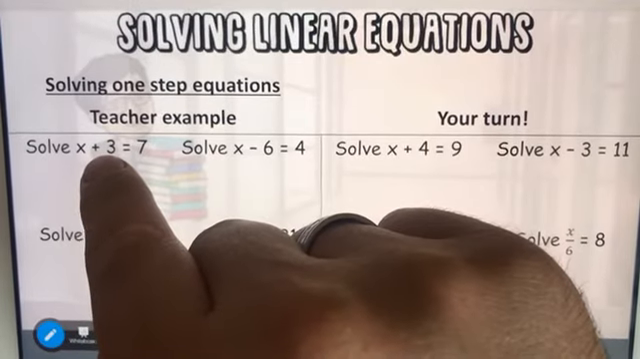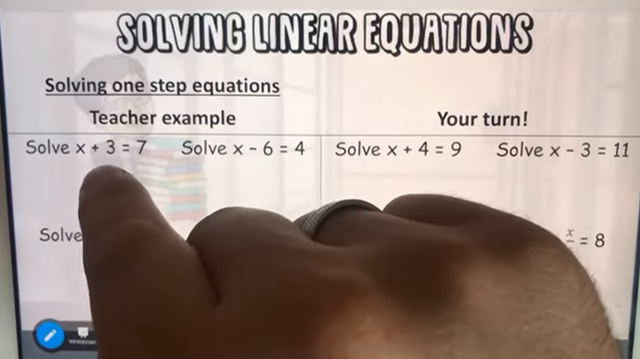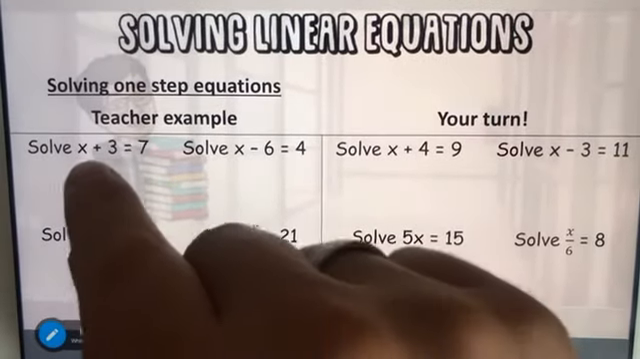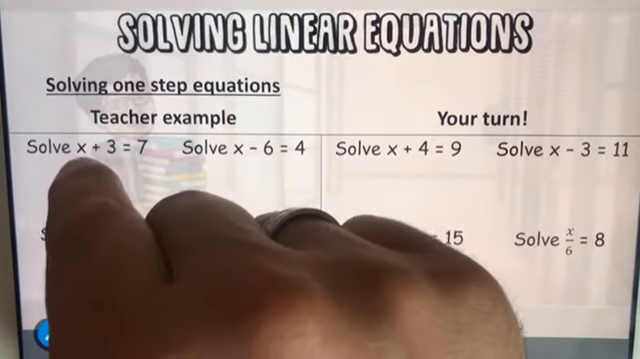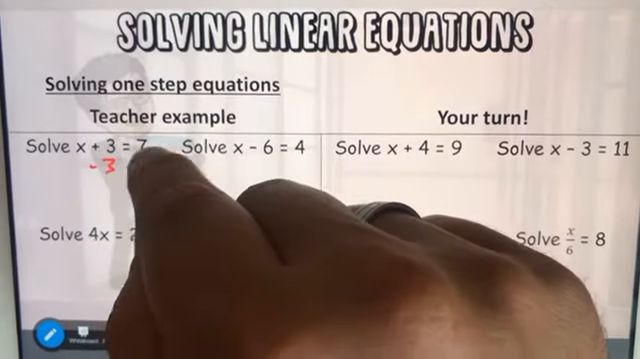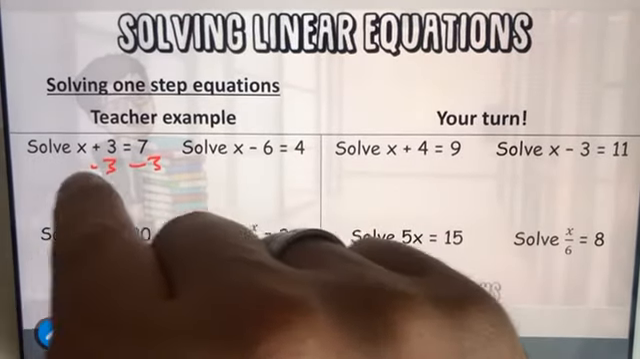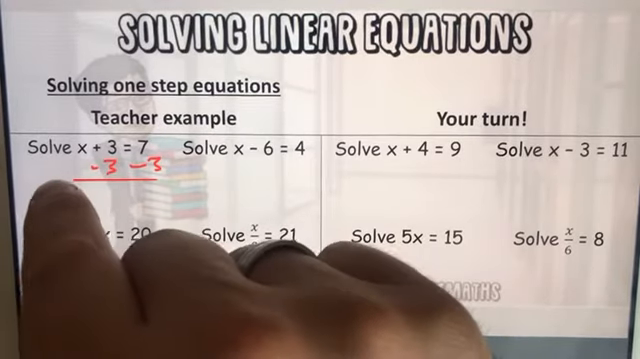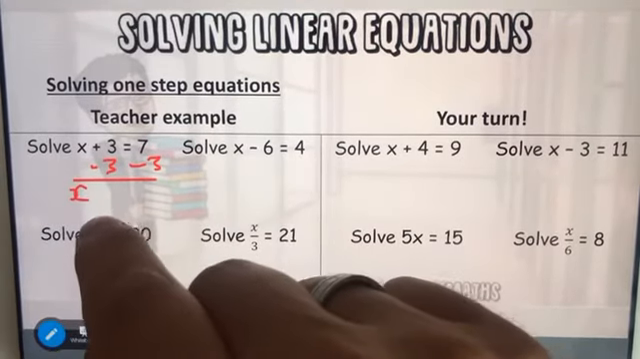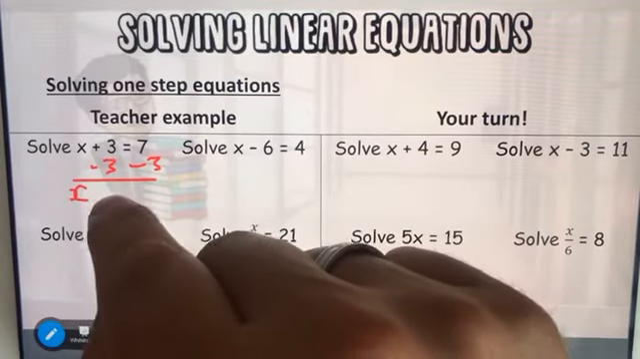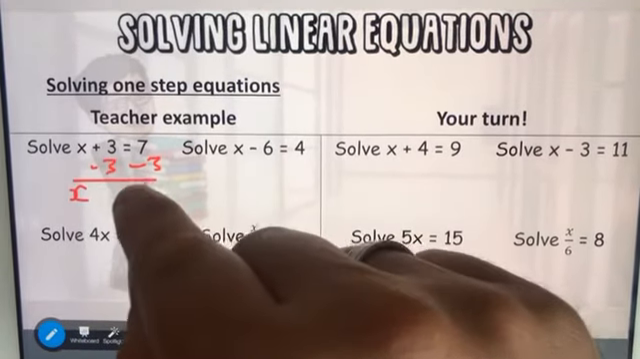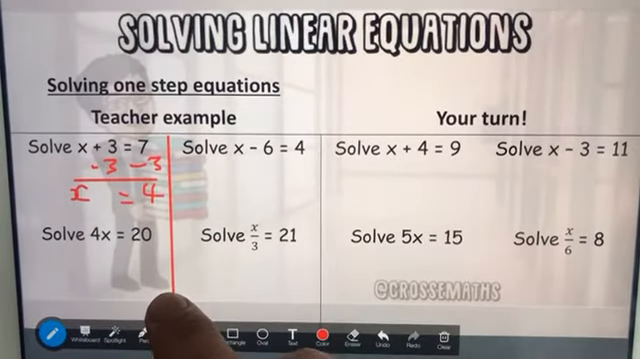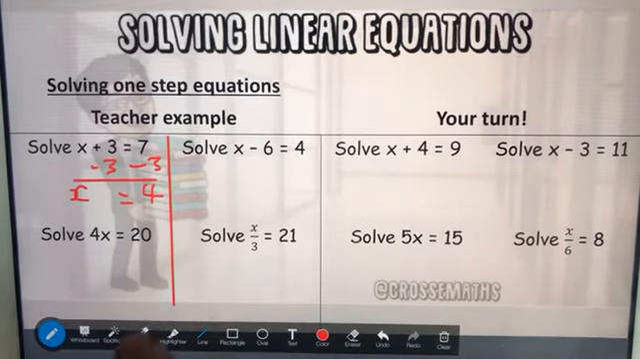So the first thing I'm going to get rid of is this plus 3. If I want to get rid of a plus 3, I've got to do the opposite of that on both sides. So in order to get rid of a plus 3, I've got to take away 3 from both sides. If I take away 3 from this side, x and a number, they don't go together, so I just move x straight down. Plus 3 minus 3 makes nothing. 7 take away 3 is 4. So my answer for x equals 4.